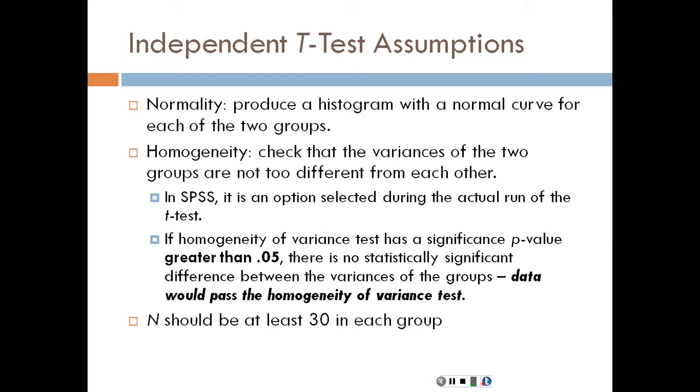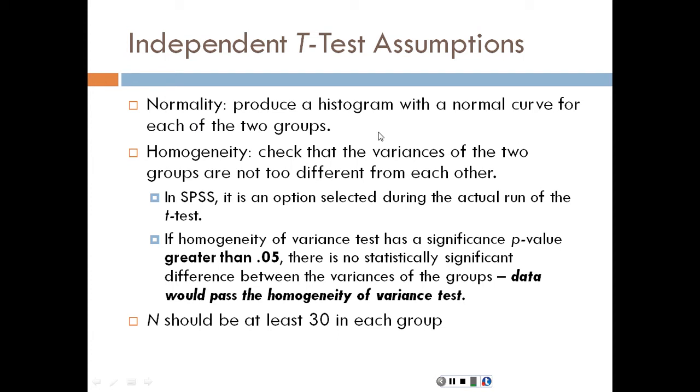So for independent t-tests, there are 3 assumptions that should be met. First is normality. To check for normality, we want to produce a histogram for each of the 2 groups to make sure that each group has a normal distribution. The second assumption is, so let's stop right there for a second.